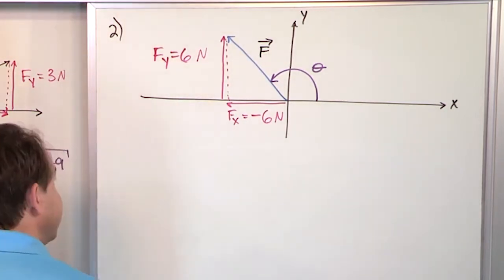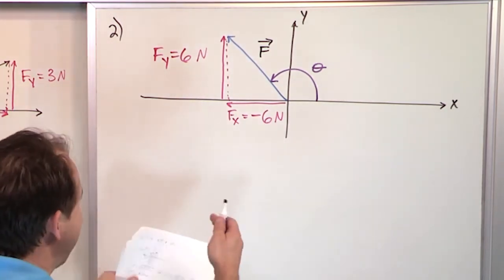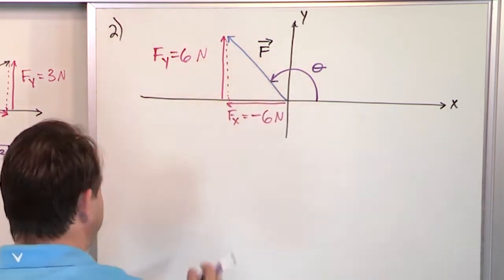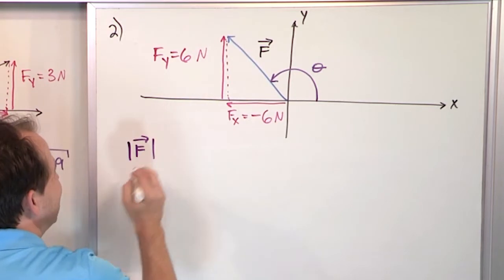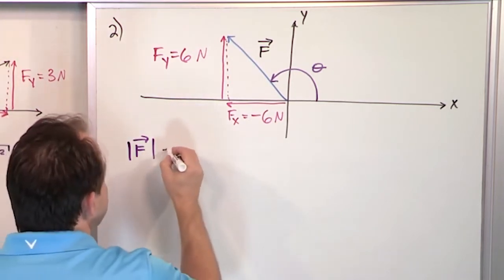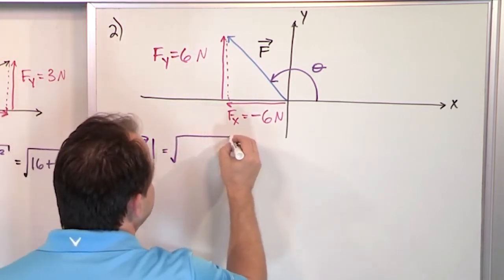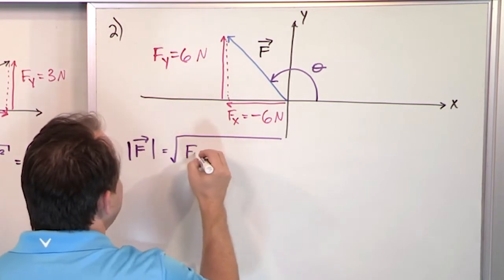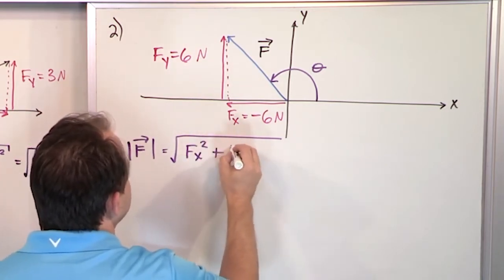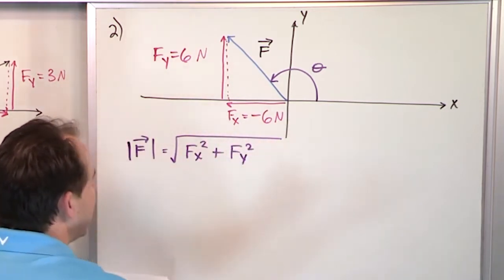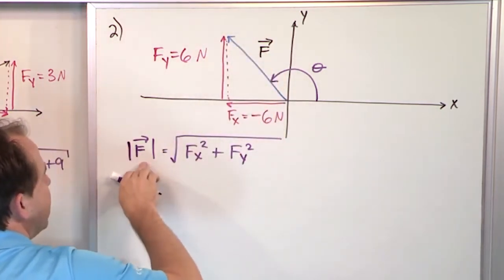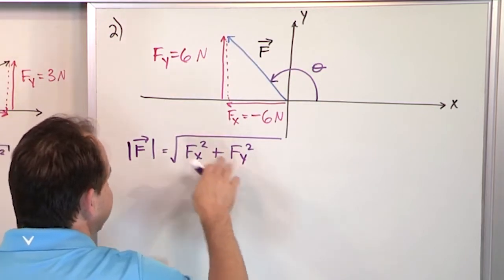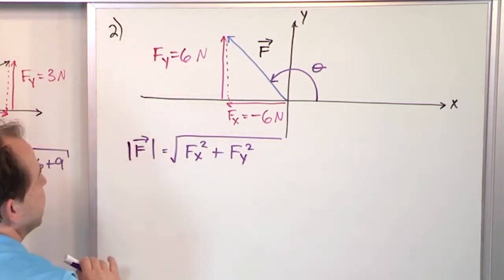Now, what we want to do is figure out what the magnitude of this vector is and what this angle is. And to find the magnitude, we do the exact same calculation as last time. It's going to be the Pythagorean theorem, which means we take the square root of the x component squared plus the y component squared. Why do we do that? Because this forms a right triangle. This is the hypotenuse, so this squared is equal to this squared plus this squared. We take the square root of both sides to find this guy.